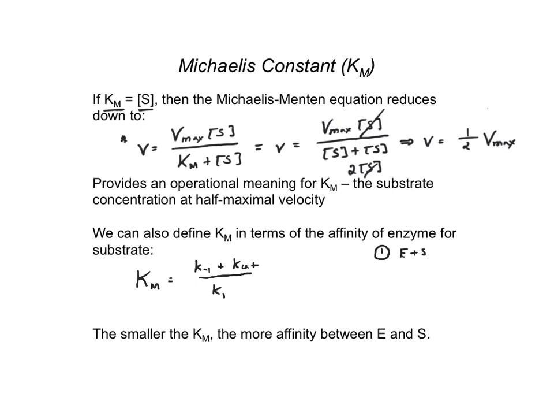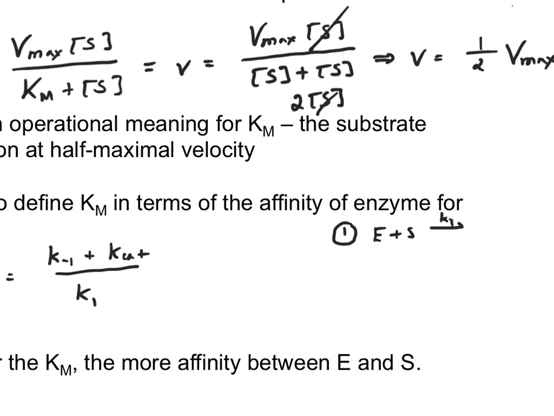the K1 was the rate constant for the association of enzyme and substrate. Again, let me make this clear. So K1 was the forward rate constant for this reaction, whereas K minus 1 was the reverse rate constant for the backward reaction, where we're having enzyme substrate dissociate into enzyme plus substrate, okay?